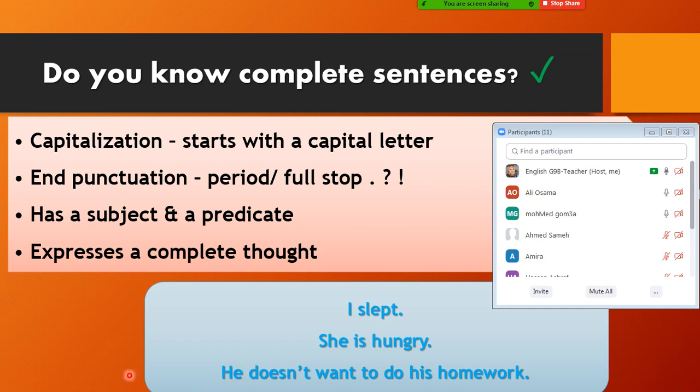Okay, Ali, "He doesn't want to do his homework." Yes, let's start by finding where the subject is here. The subject is "he". Thank you.